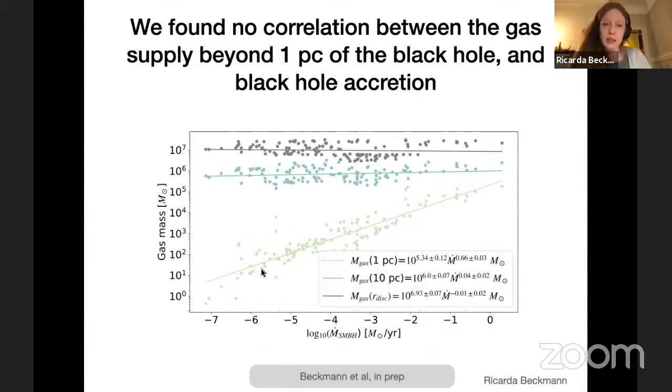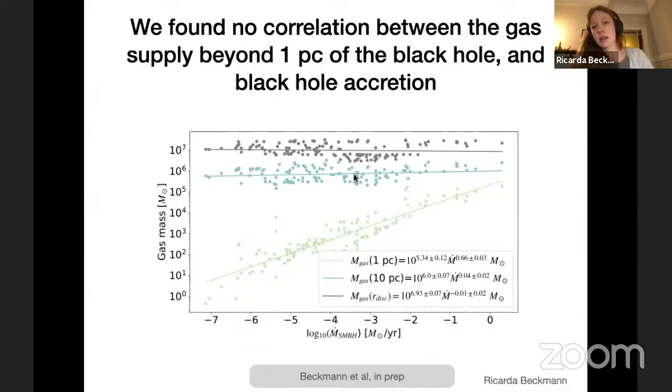But we actually found that the correlation only really holds for very small scales. So in our case, we found a strong correlation between gas mass contained within a parsec of the black hole. But if you go as far as just 10 parsecs away, which on intergalactic scales is not a lot, we found basically no correlation between the gas supply and the accretion rate of the black hole.